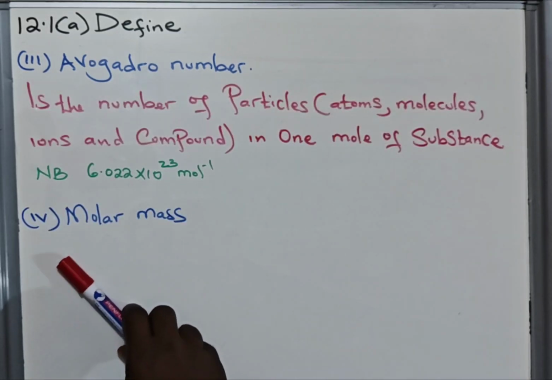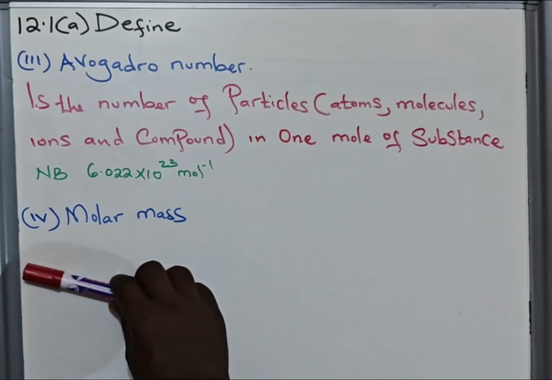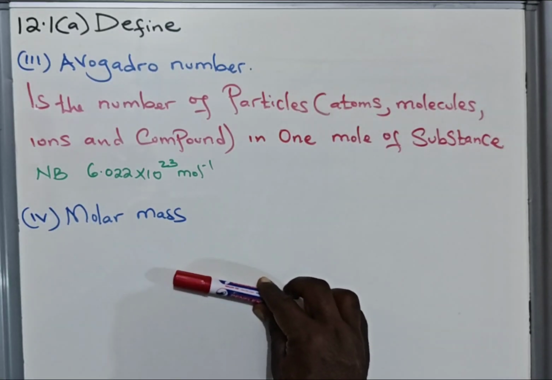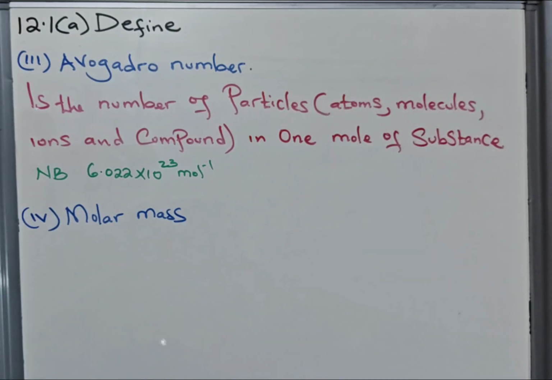Then we come to this question. It says, define molar mass. And what is it? Molar mass is the mass of 1 mole of a substance.